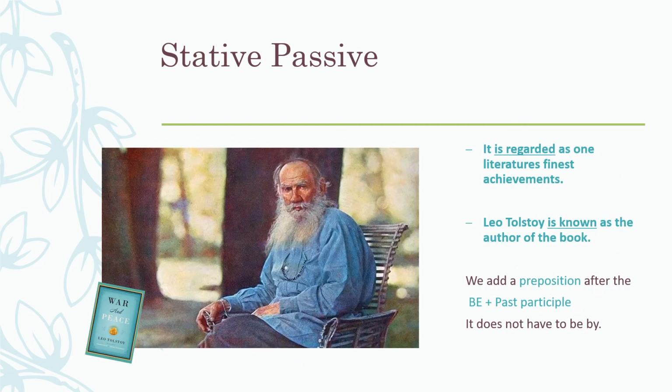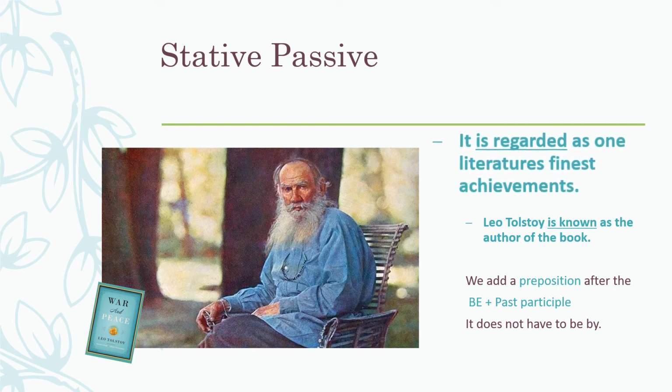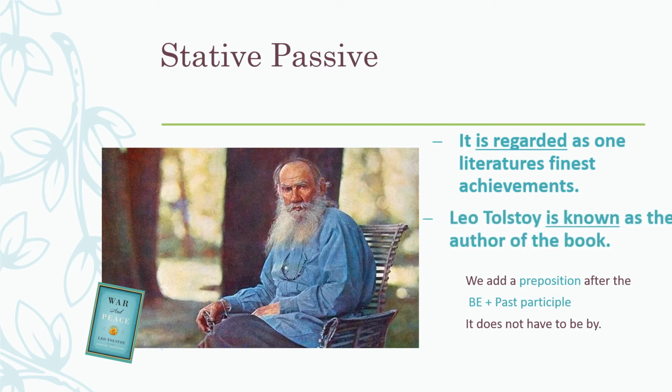Let's go back to our earlier example about War and Peace. It is regarded as one of literature's finest achievements. Leo Tolstoy is known as the author of the book. There is no action mentioned in these sentences. The past participle is helping to describe the subject. Regarded describes the literature, and is known describes the author. Therefore, in these sentences, the past participle functions more like an adjective than like a verb.